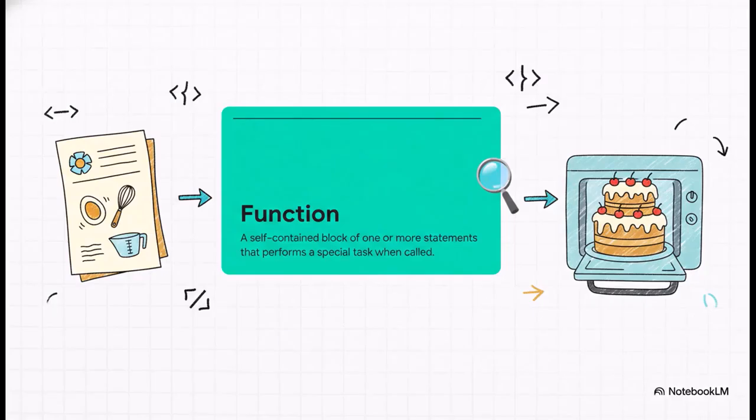So, what exactly is this magic we're talking about? Well, a function is basically a self-contained block of code that's built to do one specific job. The best way to think about it is like a recipe. You write down the recipe for a chocolate cake once. Then, anytime you want a cake, you just pull out the recipe and follow it. You don't have to reinvent how to bake a cake from scratch every single time.